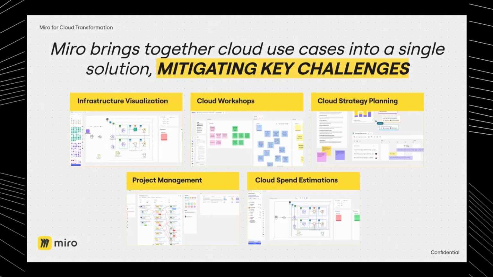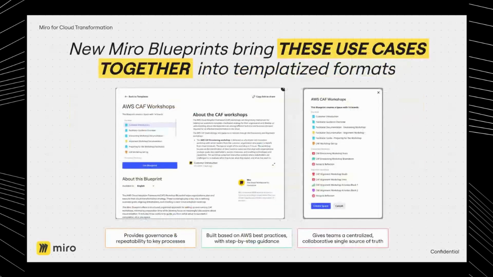And what we're going to have is Jesse walking us through exactly how to do that, where we're going to see how we can visualize infrastructure, how we can run cloud workshops, how we can do our strategy planning, project management, and cloud spend directly in the canvas. Now, we can bring this all together into what we call a blueprint. A blueprint is a templatized approach to the way that we support repeatable projects. In this case, what you're seeing here is an example of a cloud adoption framework. However, Jesse is going to take us through an example of a blueprint for running a well-architected framework review. So with that, I'm going to hand over to Jesse to walk us through that.